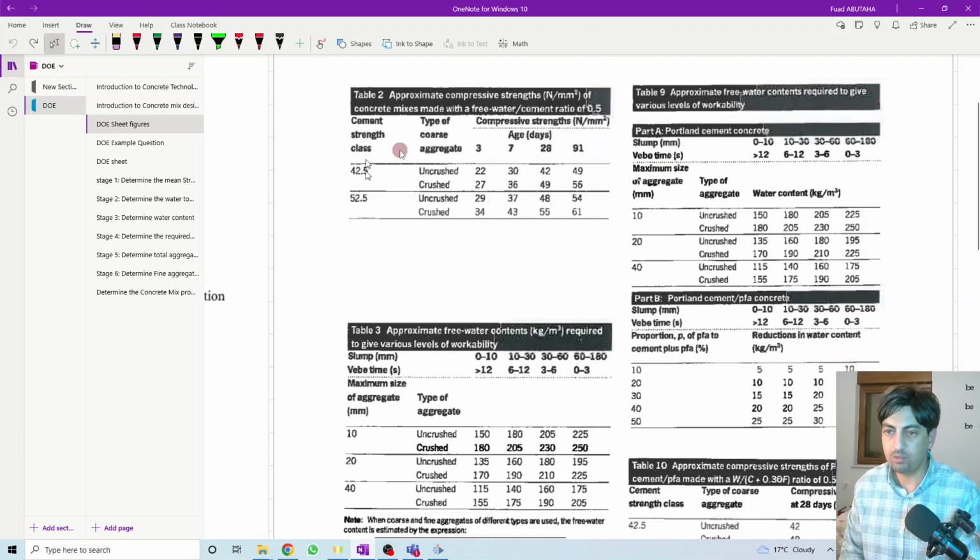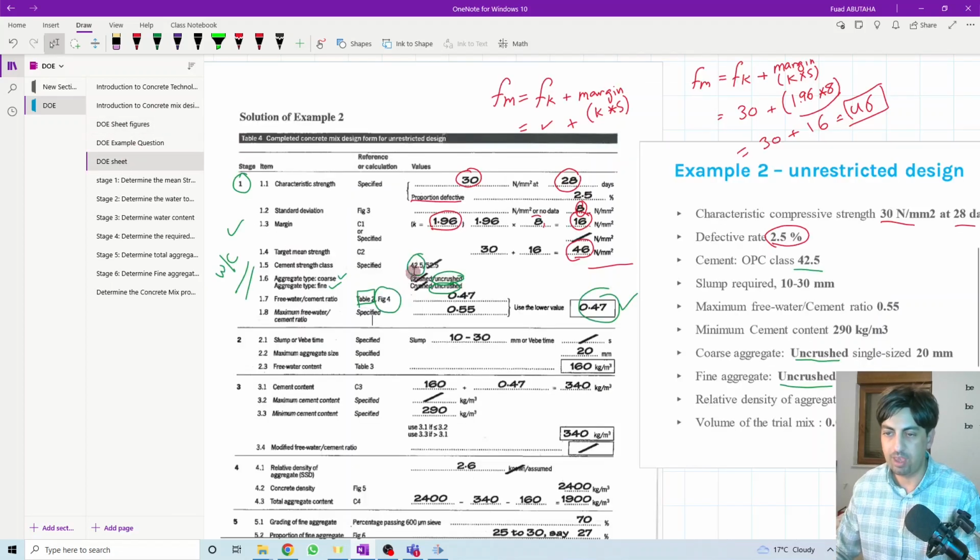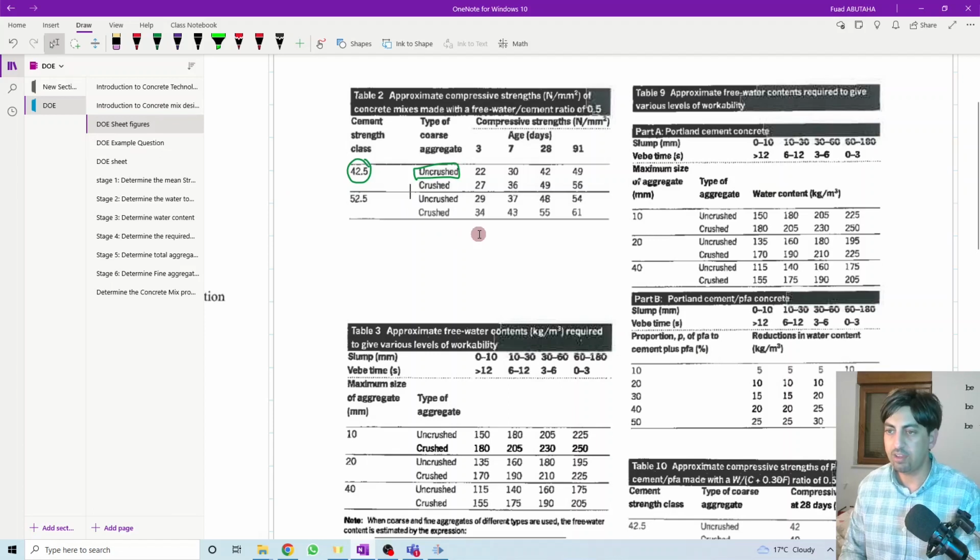Here, what type of Portland cement do we have? We have the 42.5 class of Portland cement. The type of the coarse aggregate is uncrushed, the same as what we did here. We have 42.5 Portland cement and uncrushed coarse aggregate. And here is the compressive strength after how many days? After 28 days, right? So we have 42.5 uncrushed at 28 days. So this is the value that we are looking for, 42. So from this table, we come out with the value of 42.